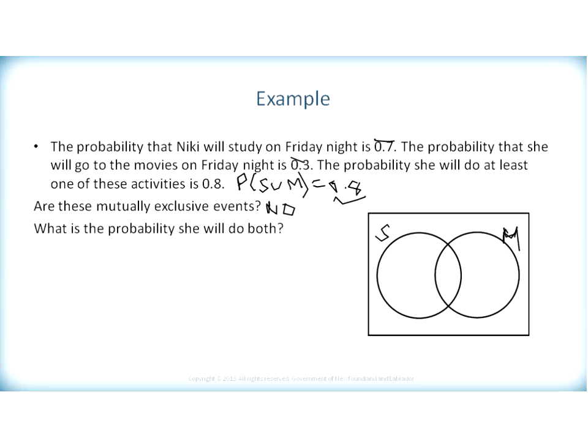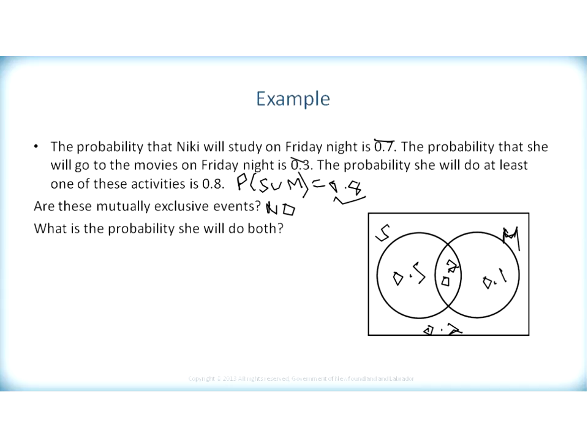And 0.2 must be in the intersect. That is, 0.2 is the probability that she will do both on Friday night. That leaves 0.5 for only studying, and 0.1 for only going to the movies. There is also a 0.2 that she will do neither on Friday night.